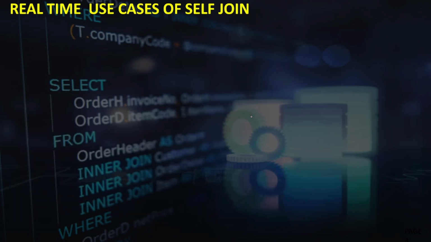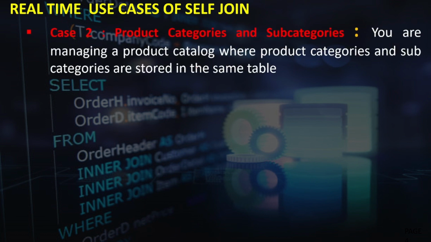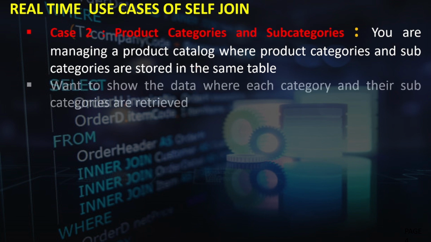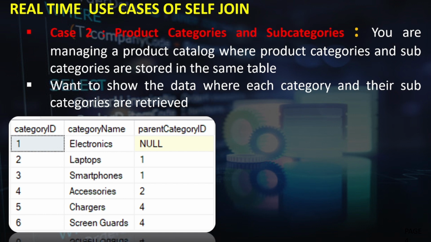Going for the next one. Case 2 is product categories and subcategories. So I have one table which contains product details, and this is the table you see. Category ID 1 is for electronics, category ID 2 is for laptops, category ID 3 is for smartphones. But these categories also belong to some parent category. For example, let's say laptops. What are laptops? Laptops are of the electronics category.